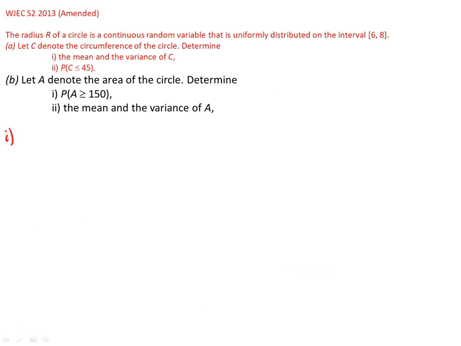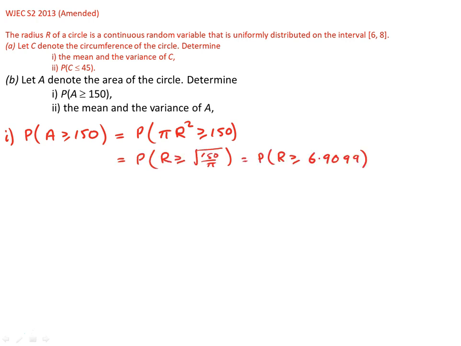The second part of the question says we've got A denoting the area. We've got to determine, first of all, the probability that A is bigger than 150. Well, we know that A is pi r squared, so we're looking for the probability that pi r squared is greater than or equal to 150. In other words, the probability that r is greater than 150 divided by pi, or the probability that r is greater than or equal to 6.9099.